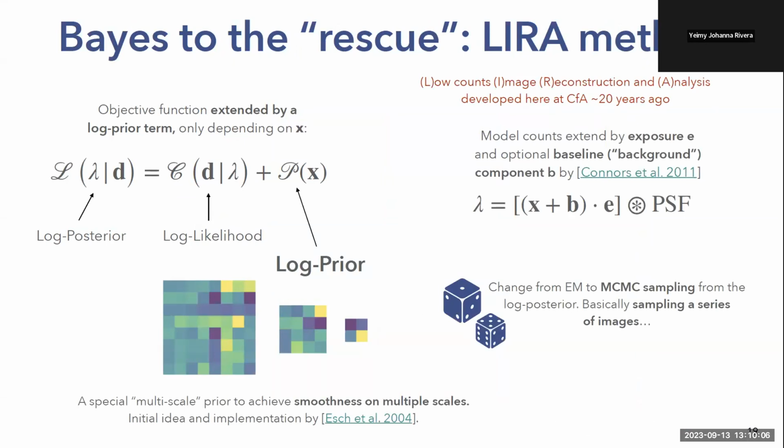There was one method proposed about 20 years ago here at the Center for Astrophysics. This was called the LIRA method, which stands for low counts image reconstruction and analysis. And this introduced a very specific multi-scale prior to achieve smoothness of the image on multiple scales. And this was really intended to solve this speckliness problem of Richardson and Lucy. The initial idea and implementation was by Esch et al. in 2004. Also, the model is extended a little bit more. So in addition to just having the flux parameters, you can also have a background estimate, and you can take into account the exposure here.